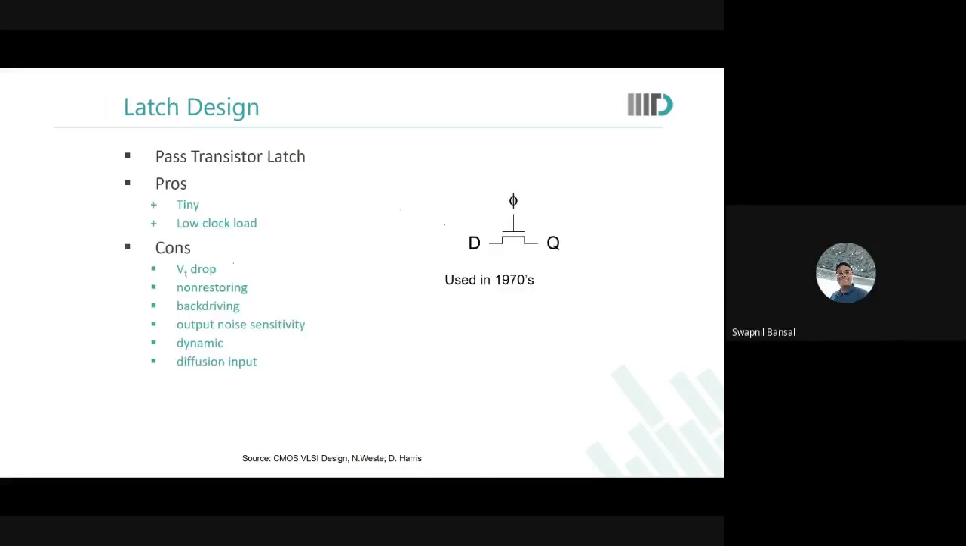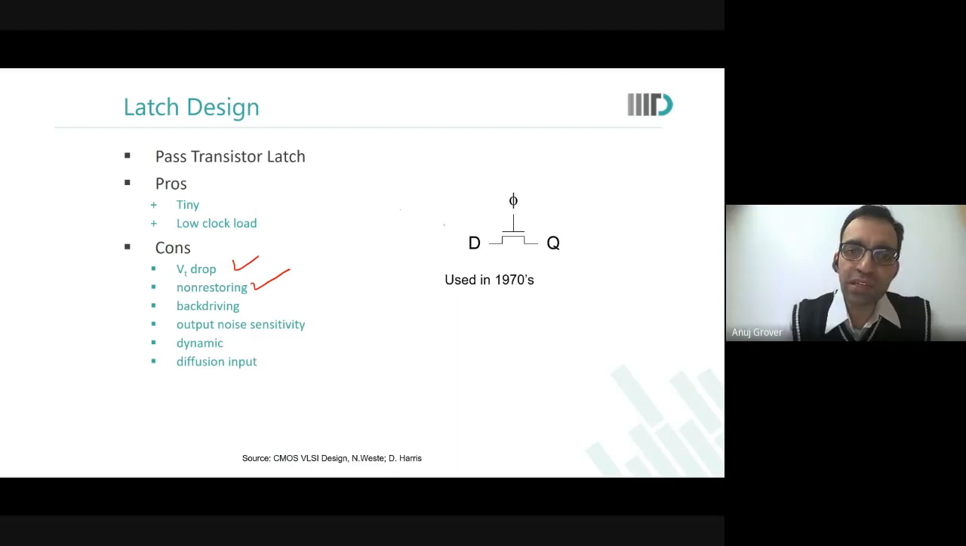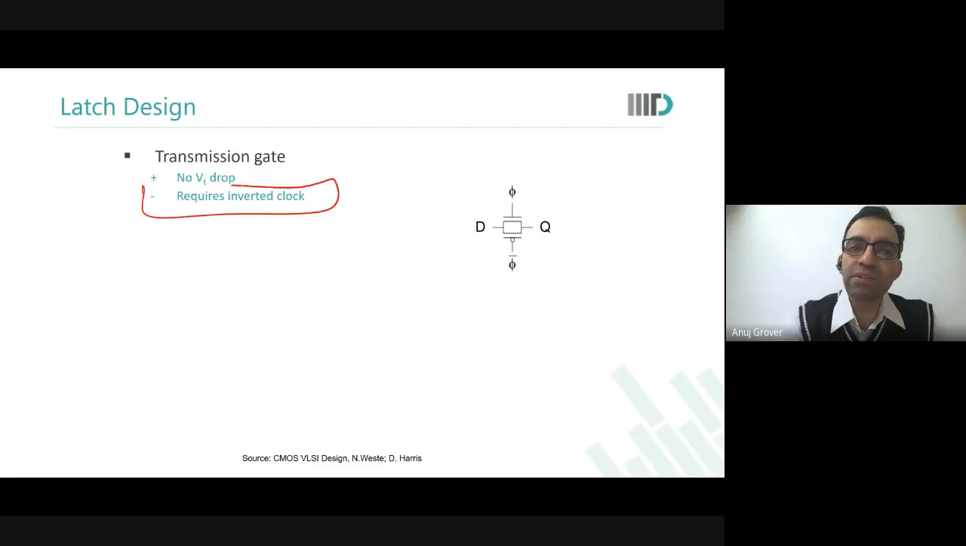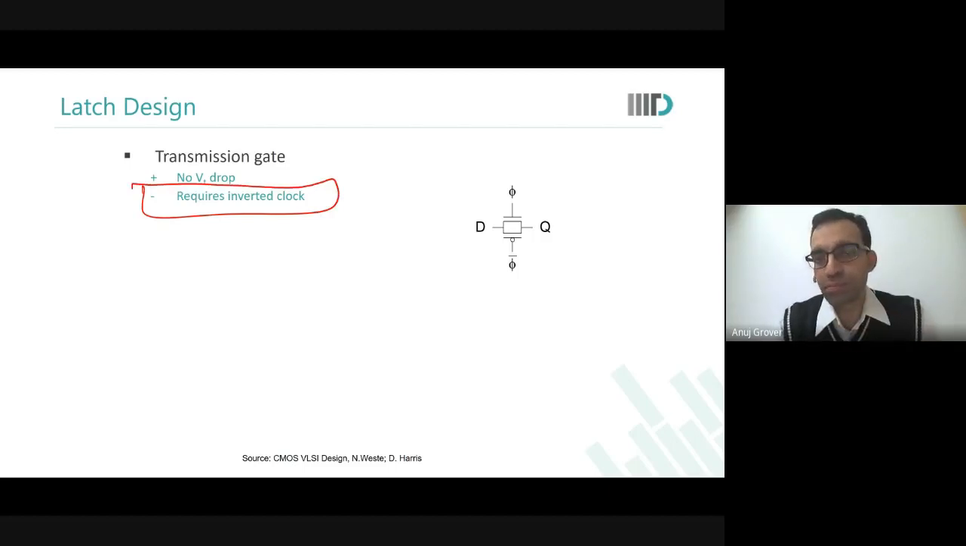So VT drop is taken care of, non-restoring is taken care of, back driving is still there, output noise sensitivity, okay, can be taken care of, dynamic nature is still there, diffusion input is still there. Right? So these three problems still remain in a transmission gate latch, and there's another problem that it requires an inverted clock now. The overall power consumption has increased. Okay.